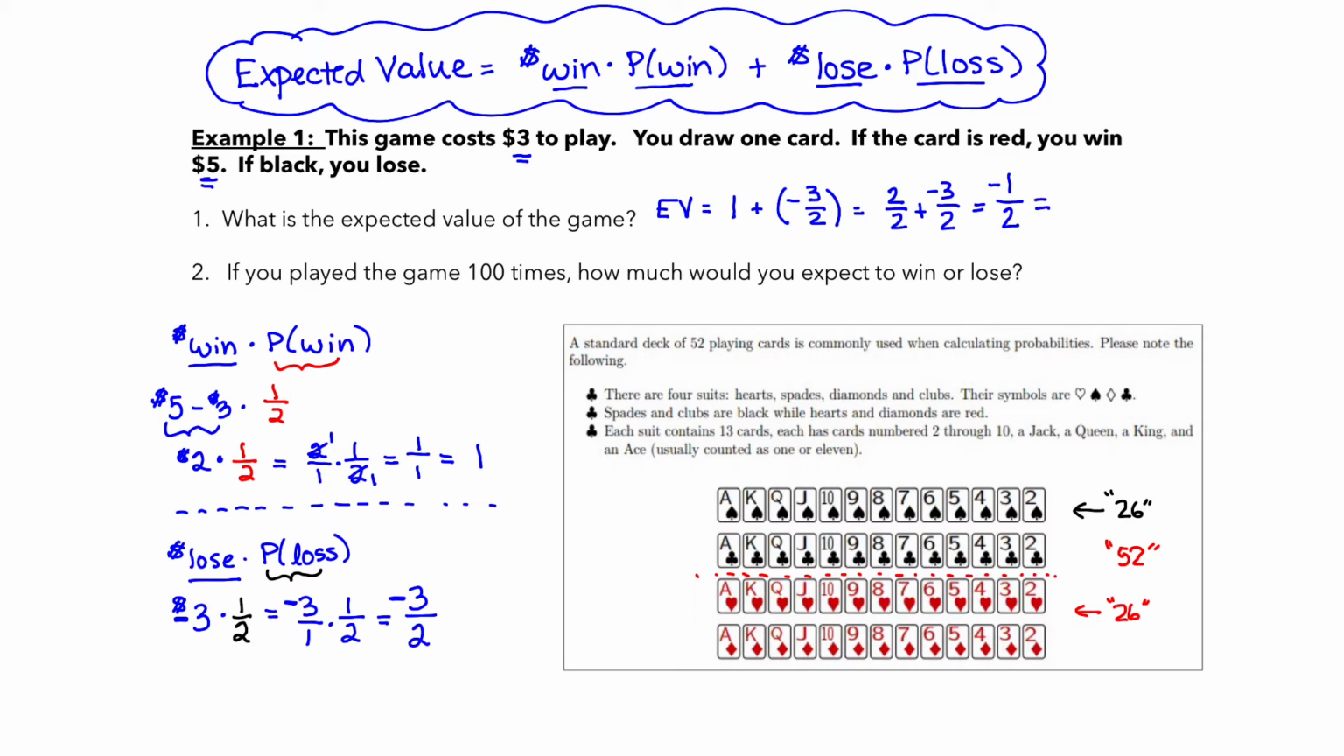Pulling out our calculator to convert this into a decimal, or if we like, a dollar amount, we are going to be losing 1/2 of a dollar, which is equivalent to saying that we're losing 50 cents. 1 divided by 2 is 0.5. We would say that the expected value for this game is -50 cents.